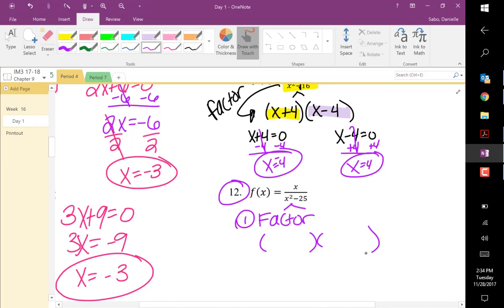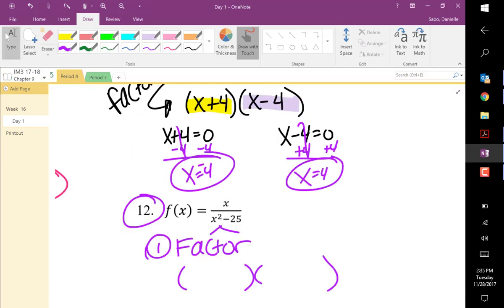Okay, so I'll give you a ticket if you get it right. Do number 12. Same thing as the one we just did. Good job. So you should have gotten x plus 5 and x minus 5, and then your final answers are plus and minus 5.